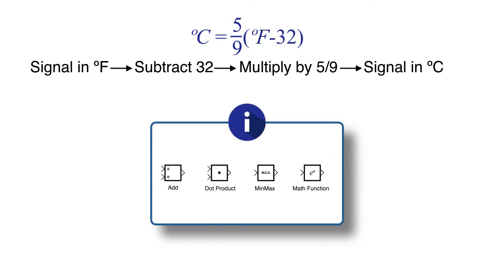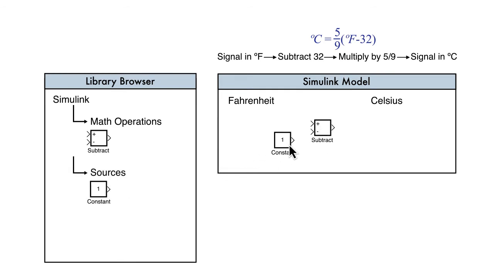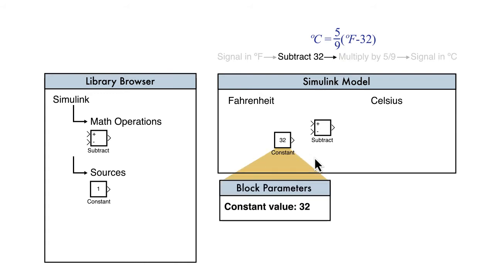To find blocks representing arithmetic operations, we look in the Math Operations library in the Simulink library browser. So, to subtract 32 from our Fahrenheit signal value, let's use the subtract block. The value being subtracted remains constant throughout the simulation, so we use a constant block from the sources library and change the constant value to 32.